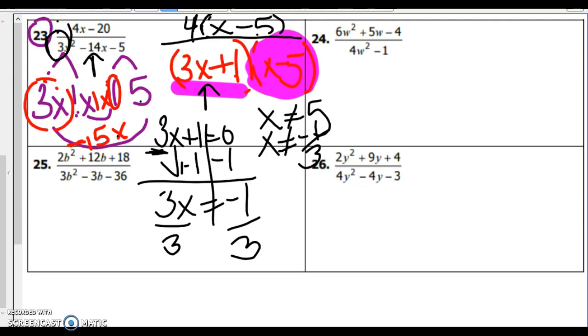All right, so hopefully this helps. Excluded values are super, super, super important, especially as you get to Algebra 2 and Pre-Calculus, because we look at the graphs and you need to find places where the graph doesn't work.